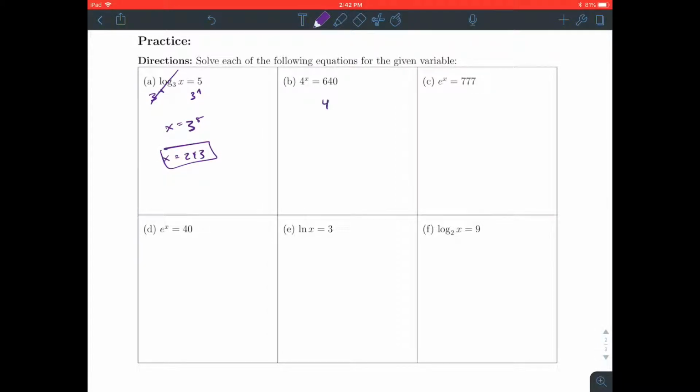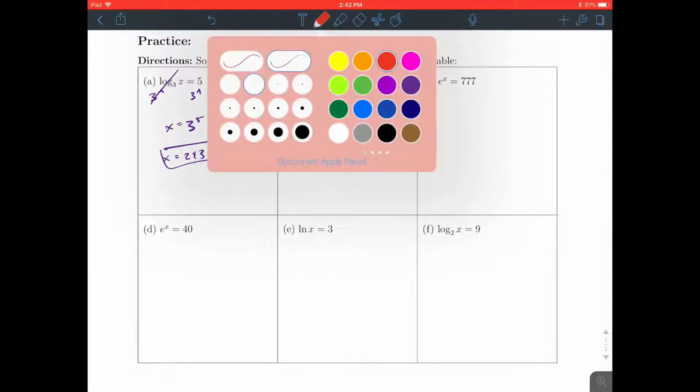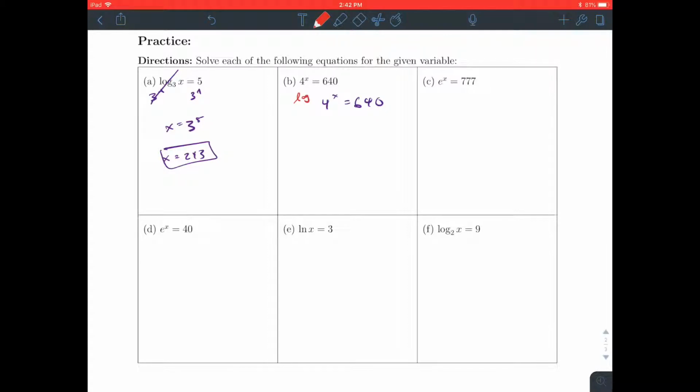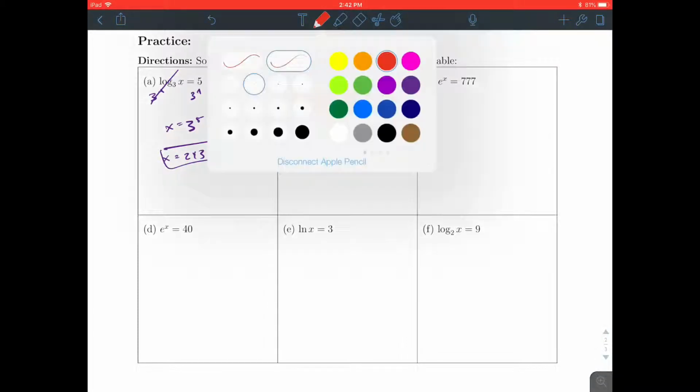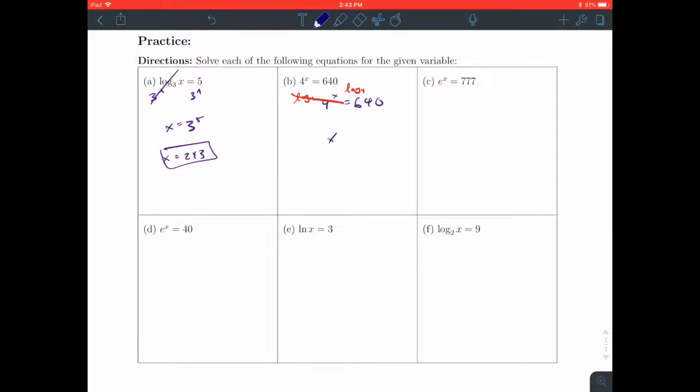For this problem, we start off with 4 to the x power equals 640. To cancel a base, we use log base 4. Doing log base 4 on both sides gives us x equals log base 4 of 640.